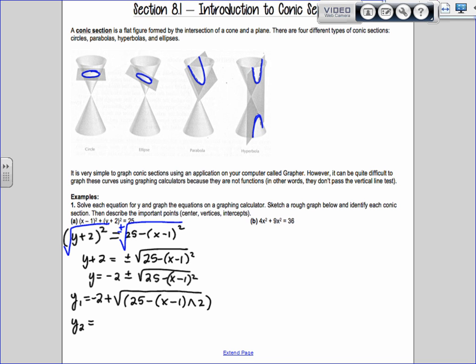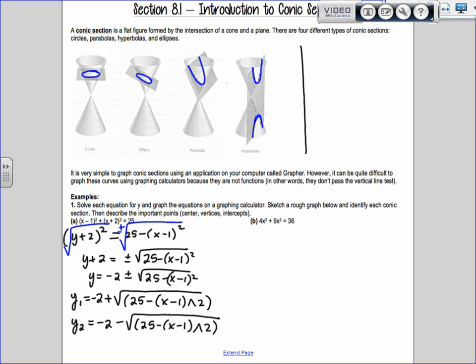And then the y2 we're going to put in as negative 2 minus the square root of 25 minus parenthesis x minus 1 parenthesis raised to the 2, end parenthesis. Go ahead and try that on your calculator. So get your calculators out.